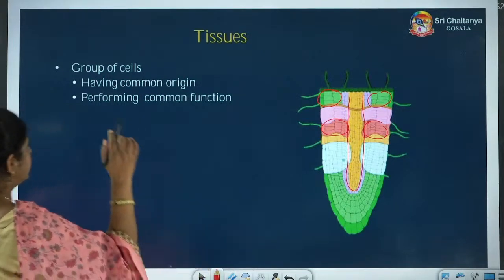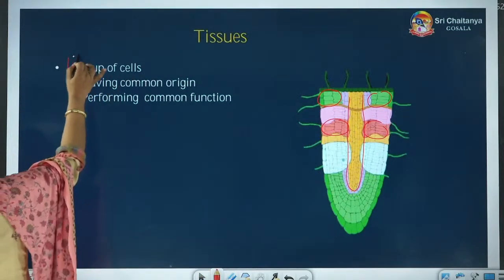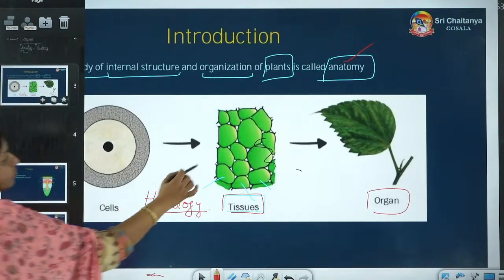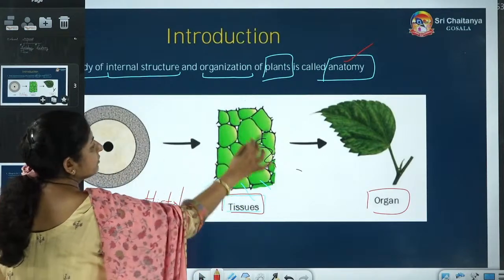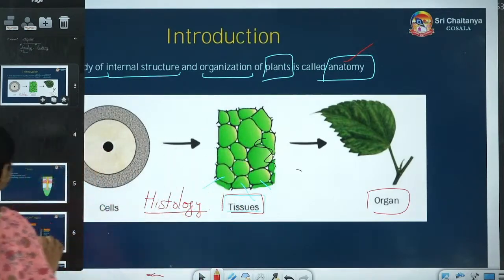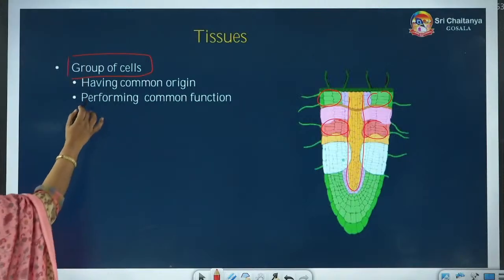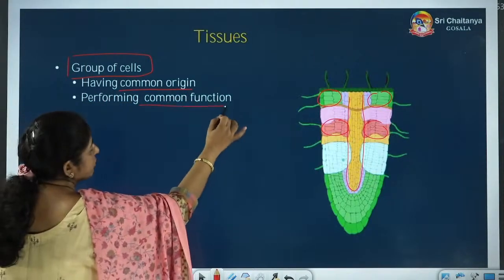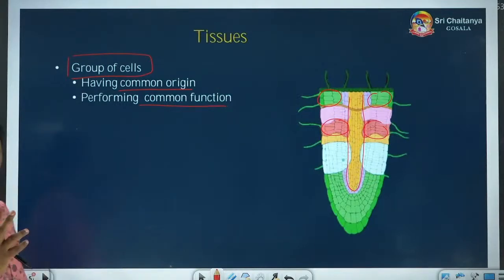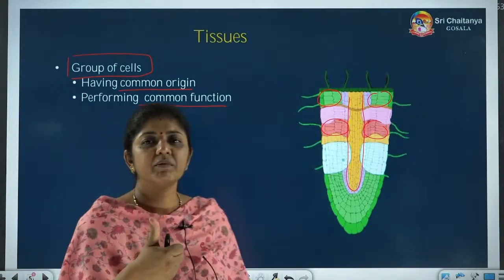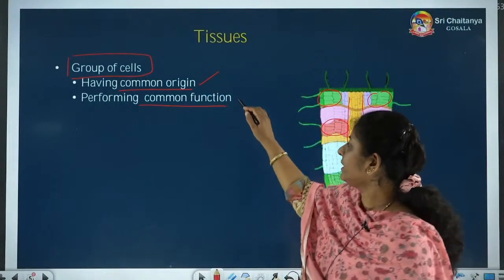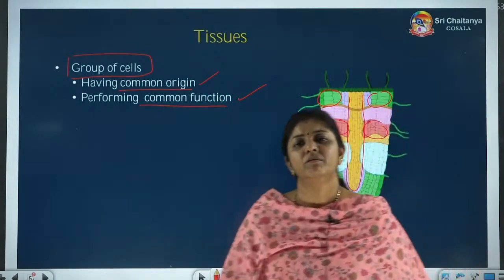So what is a tissue? Can I say it is a group of cells? Just now I have shown you from this slide what a tissue is. That is a group of cells which have some common origin as well as perform some common function. Two things are important here for a tissue. Number one, it should have a common origin, and next, they perform a common function together.